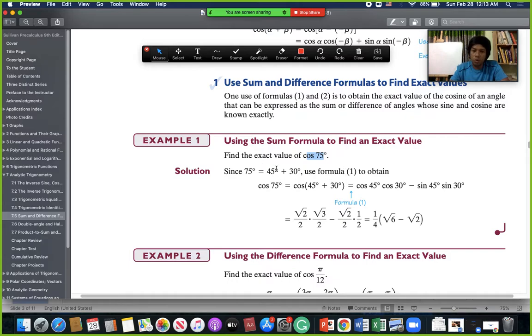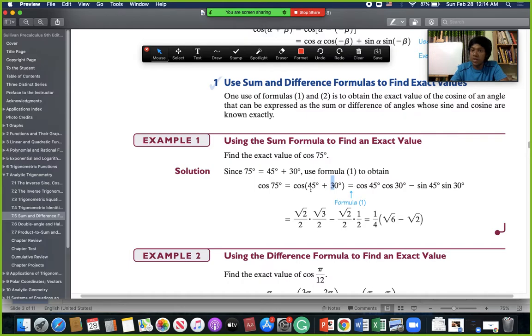But we know cos 45 and cos 30 because they are standard values that we already know. And also, if we don't know, we can find them out very easily. So for cos 75 degree, we can write it as 45 plus 30. So 75 becomes cos of 45 plus 30.